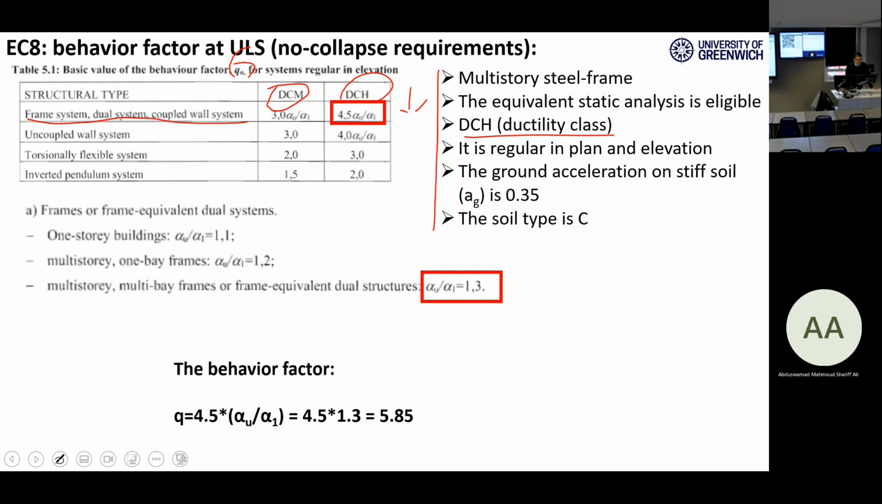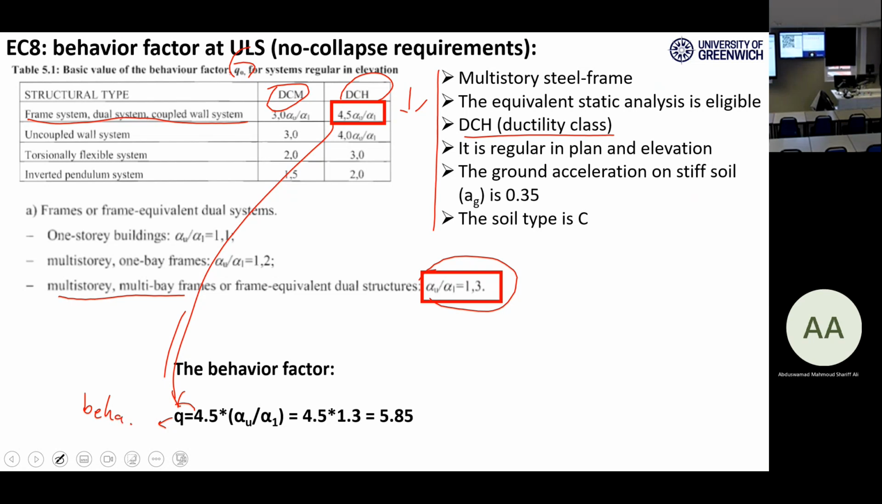Alpha U over alpha 1. And as you see, I come here for a multi-story building. The ratio of alpha U over alpha 1 is 1.3. And it means that Q, this is, doesn't work very well there. This is Q, a behavior factor.